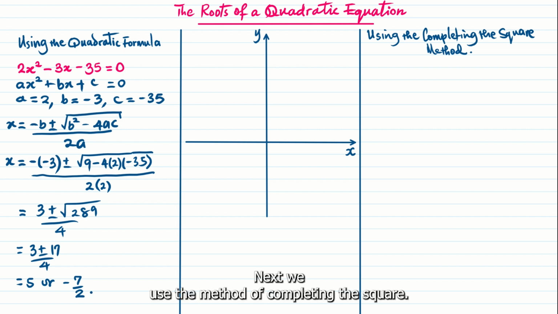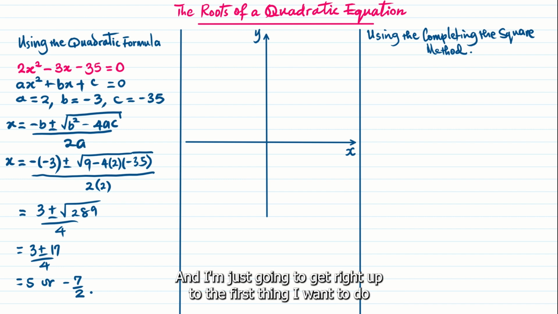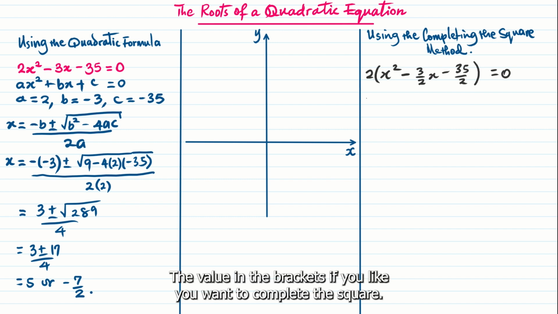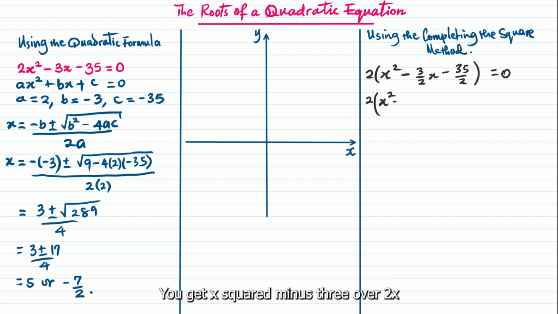Next, we use the method of completing the square, and I'm just going to get right at it. The first thing I want to do is to factor out 2. So I'll bring out 2, and then in brackets I will have x squared minus 3 over 2 x minus 35 over 2 equals 0. In the brackets, if you want to complete the square, you get x squared minus 3 over 2 x, plus minus 3 over 4 all squared.